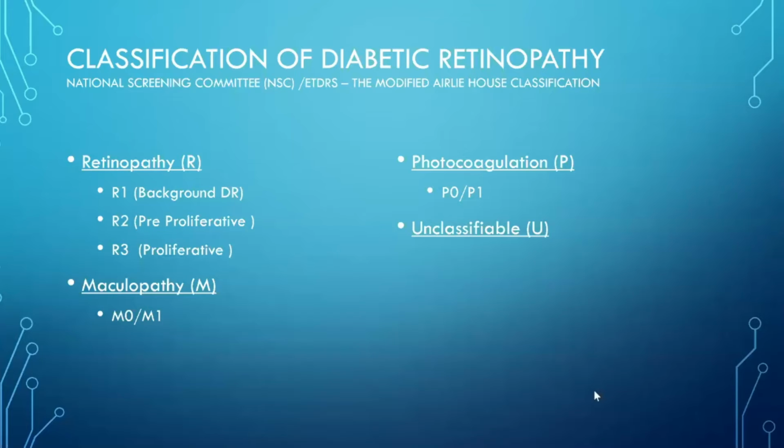Now we also have the maculopathy, which comes with M. Either we have some involvement of the central vision, or we have no involvement, so this is either M0 or M1. Also, we have P, for photocoagulation if there's any previous laser treatment, and U if we can't assess the fundus because of cataract or vitreous hemorrhage.